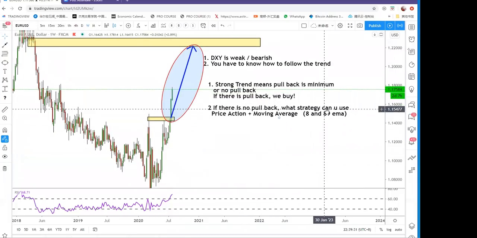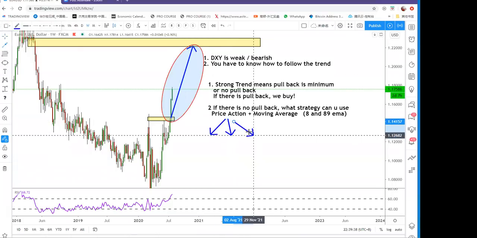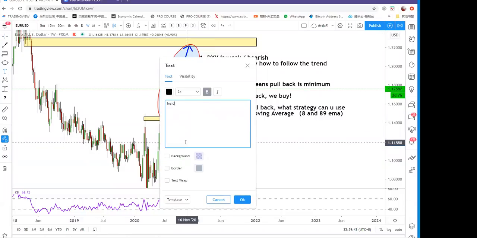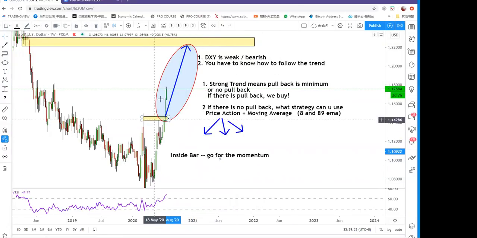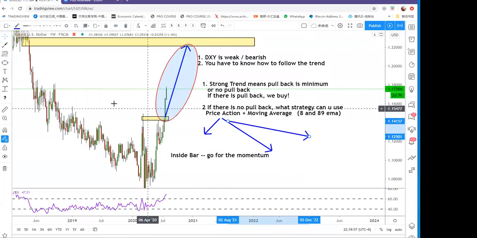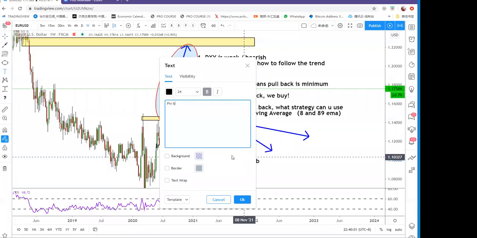If there's no pullback, you can use price action, and price action involves three patterns. Number one, of course, is the inside bar. The inside bar is very good for going with the momentum, especially when this product makes a new high. The second one is the pin bar. The pin bar is also good for a retest.